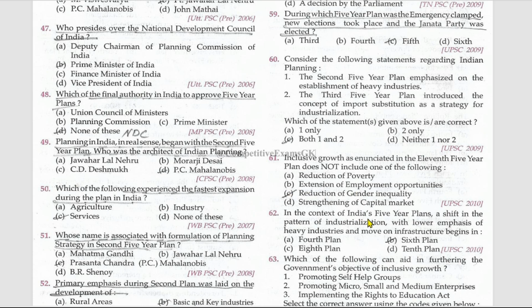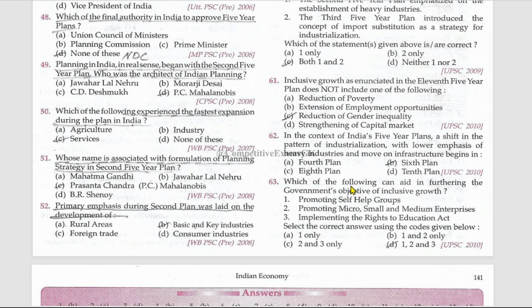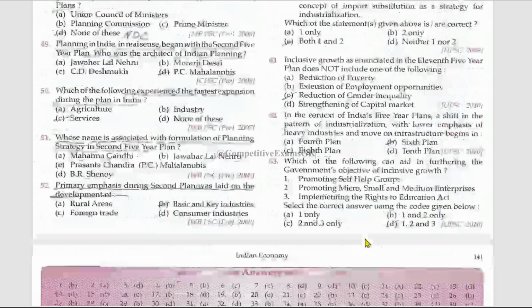In the context of India's five-year plans, a shift in the pattern of industrialization with lower emphasis on heavy industries and a move toward infrastructure begins in the sixth five-year plan. Which of the following can aid in furthering the government's objective of inclusive growth: promoting self-help groups, promoting MSMEs, that is micro, small and medium enterprises, implementing the Right to Education Act? All of these three are true.